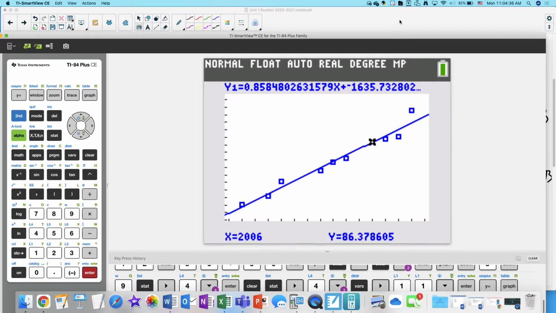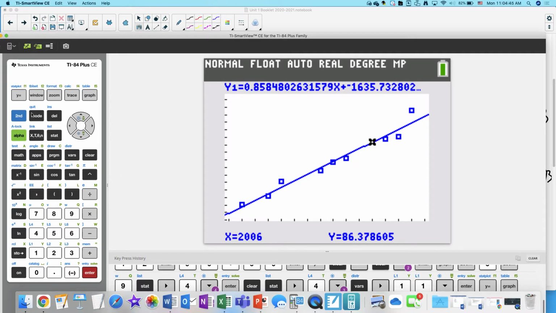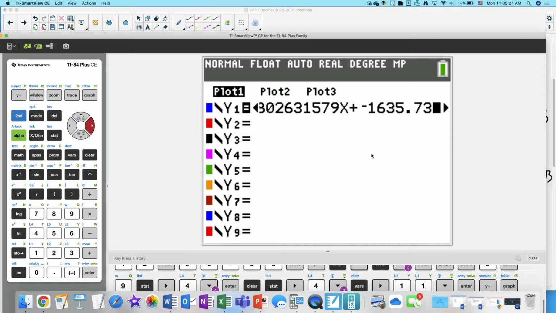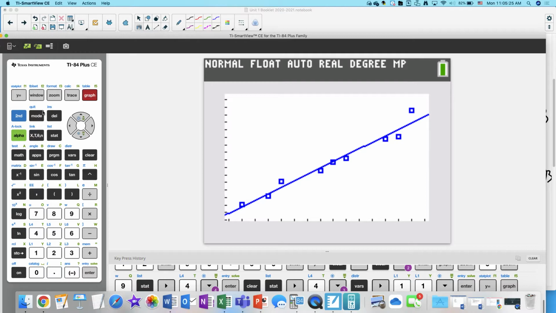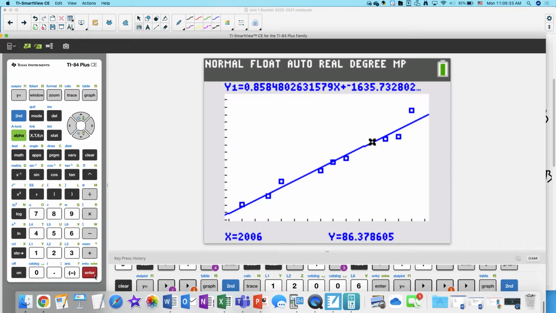Oh, you know why? Here's why. You're multiplying 0.86 by 2,000 something. If you round the slope and your x value is quite small, it's not going to make a big difference. But if you round the slope and your x value is very, very large, and you're multiplying that by something in the thousands, your answer is actually going to be a few kilometers off. So it's better to use technology. Using technology, it's 86.38. That makes sense that it's under, because the slope value we rounded up. That's quite significant.